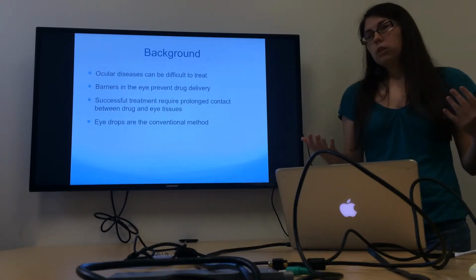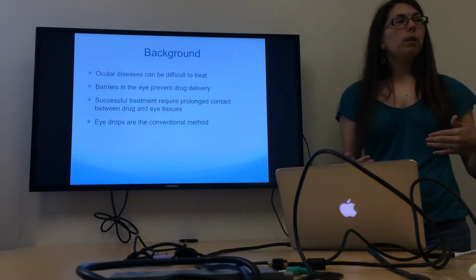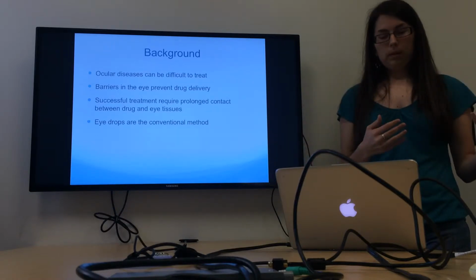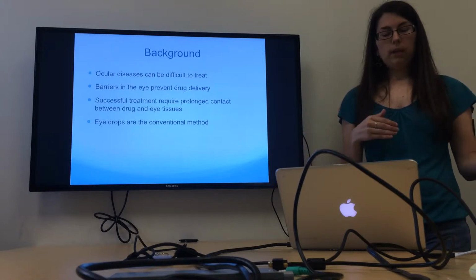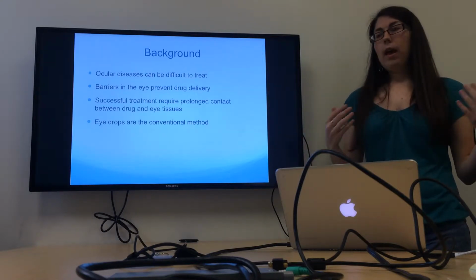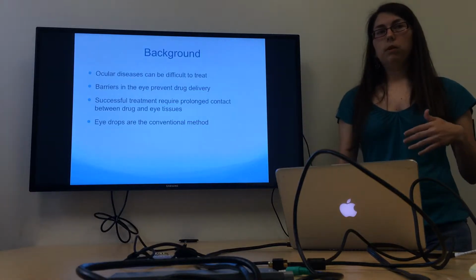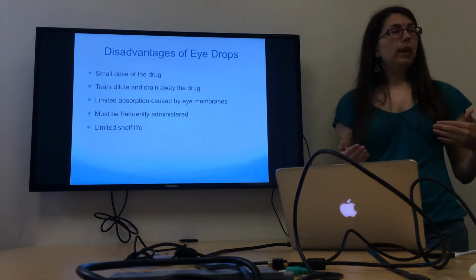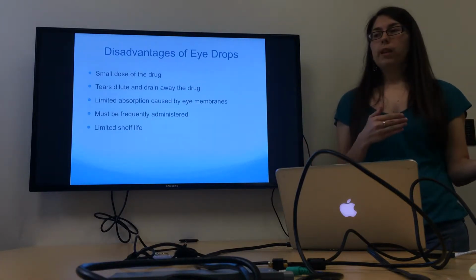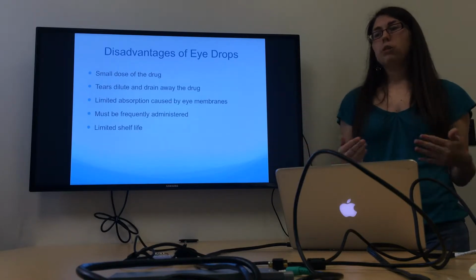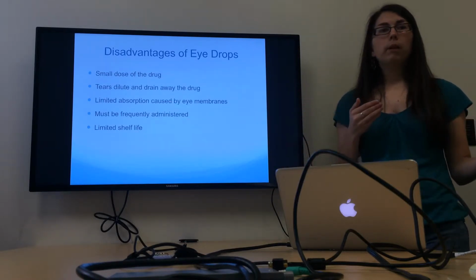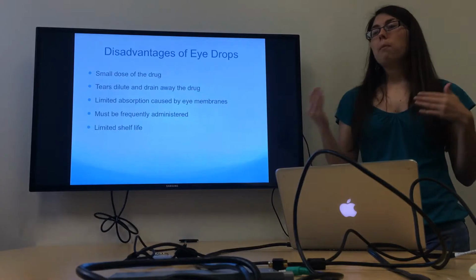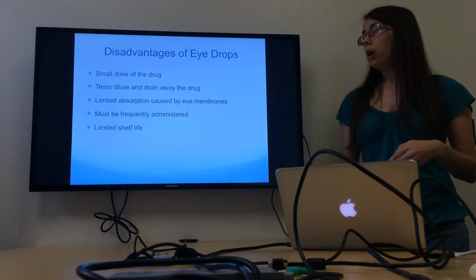So traditionally or conventionally, eye drops have been the method of treatment. You have the drug in a solution, and the drug has to be applied through drops in the eye. But because they have a low concentration, they have to be frequently administered to keep a continuous supply of the drug. So some disadvantages of eye drops: like I said, the dose is pretty small, so this helps prevent the toxicity, but you have to continuously administer them. And this can be problematic if you have somebody who has trouble with applying eye drops to the eye.